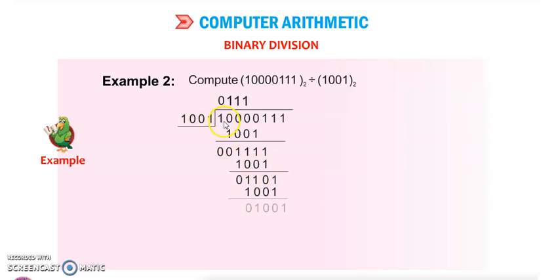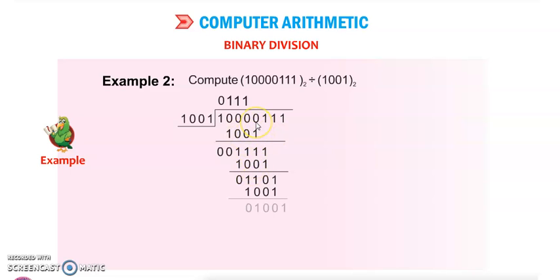First we take 100, which is less than 1001. So take one more digit, 1000, which is also less. So we take one more digit, so 10000, which is greater than 1001. As in normal division, you have to put the 0s in the quotient first if you are taking more than two or three digits. After that the quotient will be 1, and we put 1001 beneath the 10000. Then we subtract 1001 from 10000.